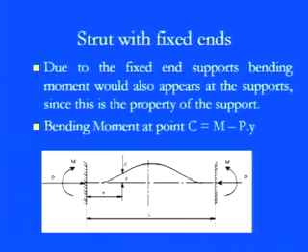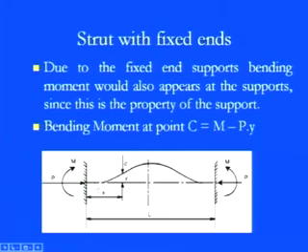The third part is the strut with fixed ends. That means that instead of one end being free, both ends are fixed. Due to the fixed ends, bending moment will also appear at the supports, since the supports are not pin joints but rigid ends and will apply a moment. So obviously the bending moments need to be considered. The load is applied at the two extreme ends, and the supports are rigidly fixed.